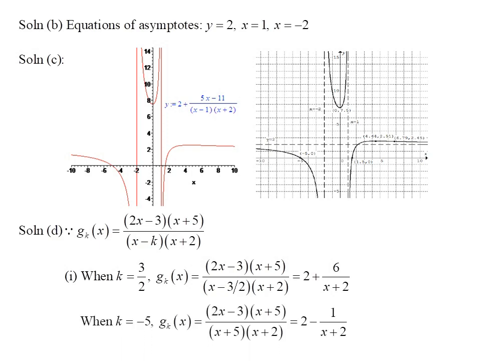When k equals negative 5, g sub k of x equals the ratio of the product of (2x minus 3) and (x plus 5) to the product of (x plus 5) and (x plus 2), which is simplified to 2 minus 1 over (x plus 2).